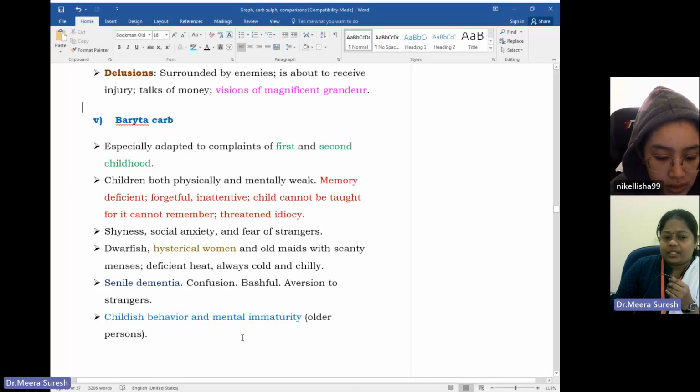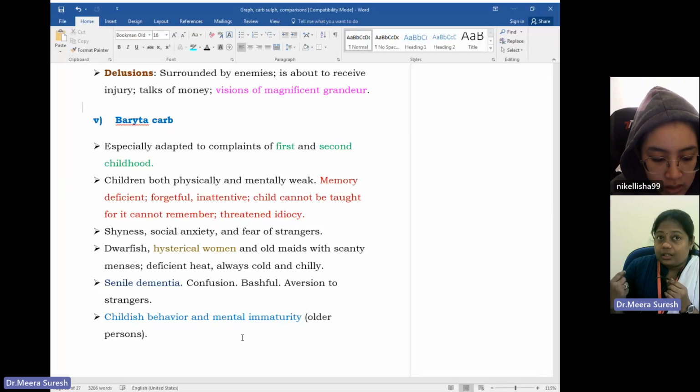They will be having a chilly nature, which is of course Baryta carb, similar to Hepar sulph, Silicea, Calcarea carb. Even they want to be covered, wrapped up always. Baryta carb is extremely chilly.